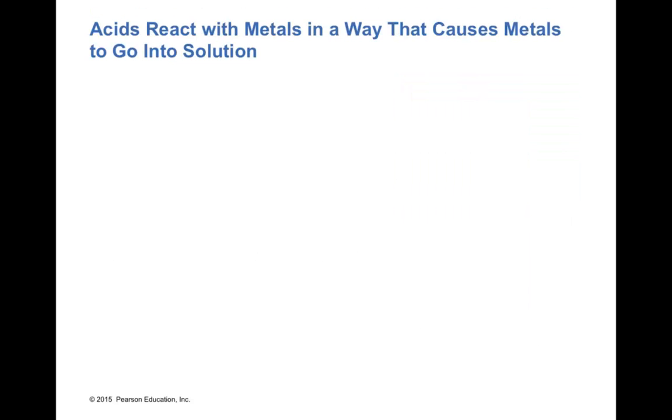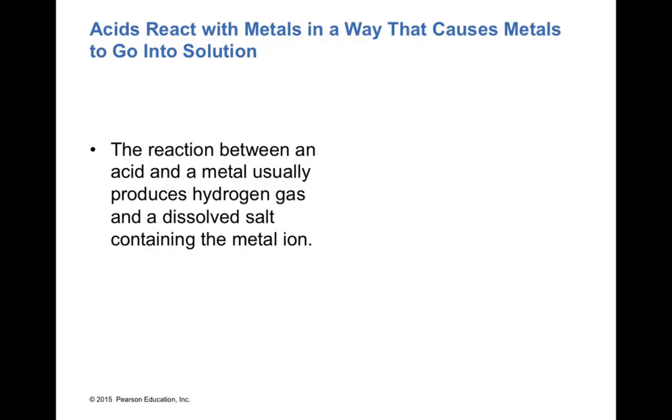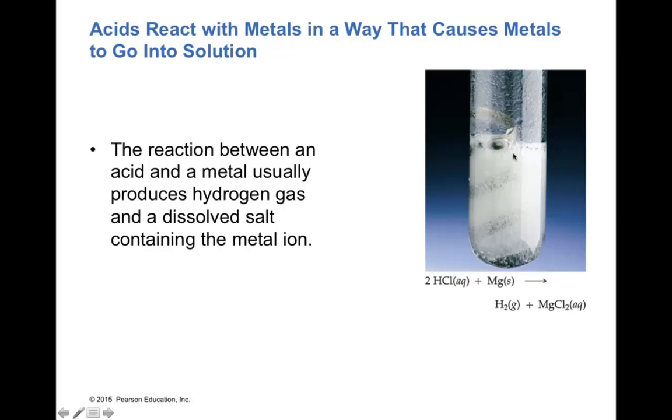Now, acids react with metals in a way that causes metals to go into solution. The reaction between an acid and a metal usually produces hydrogen gas and a dissolved salt containing the metal ion. So here we have hydrochloric acid with magnesium, and you can see that there are a lot of bubbles. Those bubbles are the production of hydrogen, and in solution you will find the magnesium chloride compound.